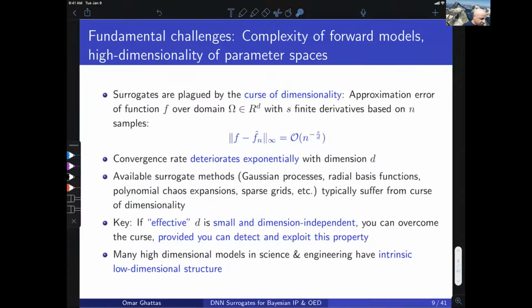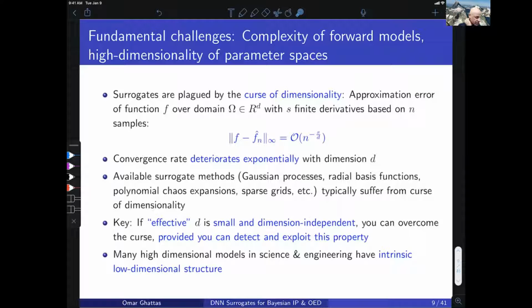So the challenge of surrogate models, everyone knows. There's the curse of dimensionality. If you're trying to approximate a function, parameter to observable map F, with one based on n samples, the error scales like n to the minus s over d, where s is the smoothness, and d is the dimension that you're in, very high dimensions. So that means that it can be hopeless. The convergence rate deteriorates exponentially with dimension. We have a number of available surrogate methods, Gaussian processes, radial basis functions, etc. Typically, these suffer from the curse of dimensionality, though some things can be done.